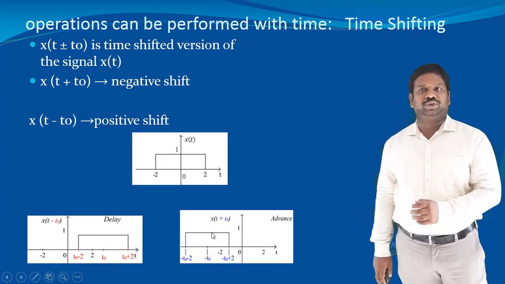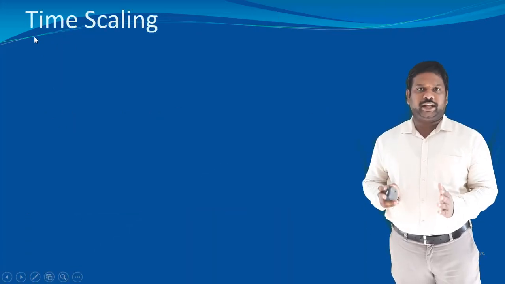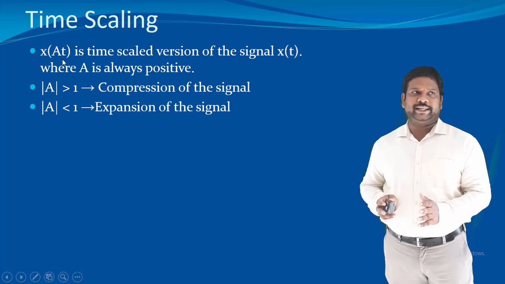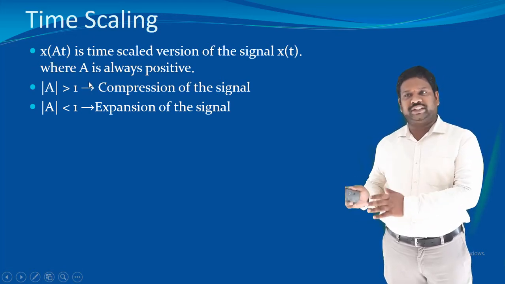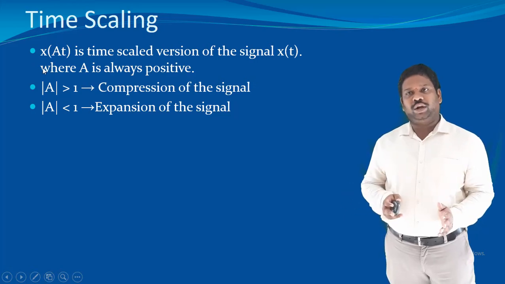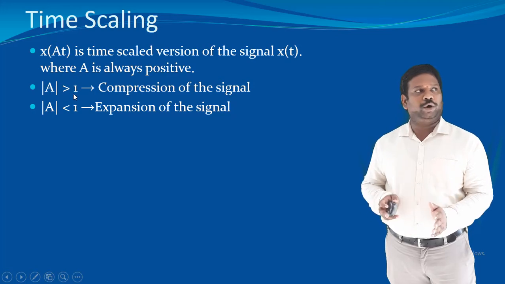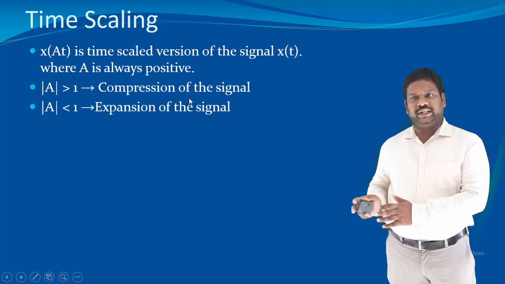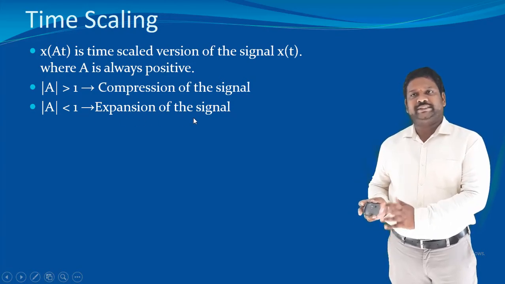Next comes the time scaling operation. In the time scaling operation, the time axis is multiplied by a particular constant. That is x of a t, which is the time scaled version of the signal x of t, where a is always positive. If mod of a is greater than 1, that is the compression of the signal. If mod of a is less than 1, that is the expansion of the signal.